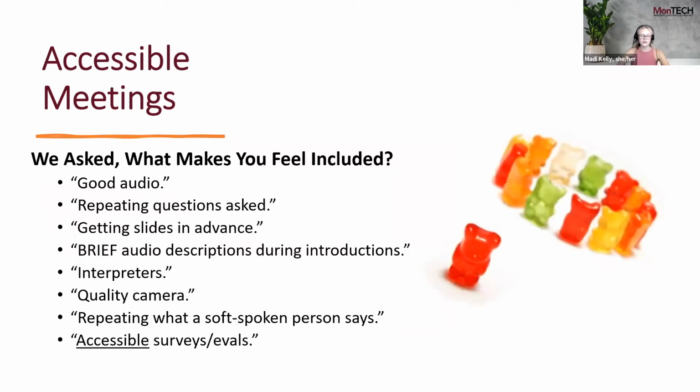So throughout our various trainings on accessibility and online meetings, we began to ask the question, what makes you feel included during online meetings? And here are some of our responses. Good audio, repeating questions that may be asked, especially things that are put in the chat box. Getting slides in advance, any handouts or agendas for the meeting. Brief audio descriptions during introductions. Interpreters, especially introducing interpreters if they are going to be part of the meeting, a good quality camera, repeating what a soft-spoken person may have said, and then making sure that all surveys and evaluations are accessible.